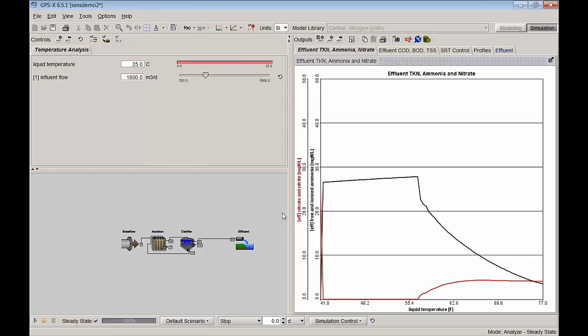Okay, so that's the kind of thing you can do. You can certainly put any other parameter that you want. Anything that is an input into GPSX can go up on this graph and up on this table, and you can set the sensitivity analyzer for it, and then you can plot whatever you want. It will literally plot anything versus anything that you want to be able to put up there.